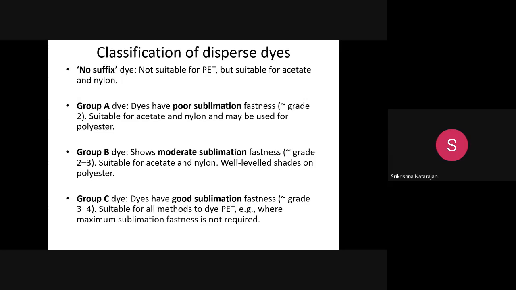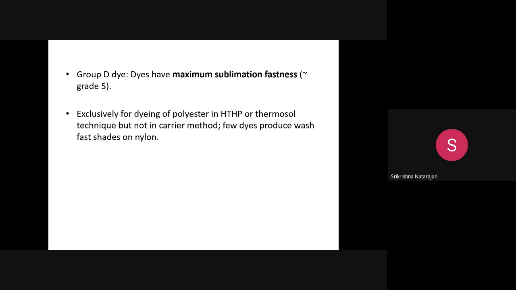These dyes are classified based on the rank of the sublimation fastness. Okay, so this group A, B, C, D. Here group D has the highest sublimation fastness, which means that it will give very good grading. It will not easily evaporate. Okay, so this is exclusively used for dyeing polyester in HTHP or thermosol. There are many methods that we are going to see now.